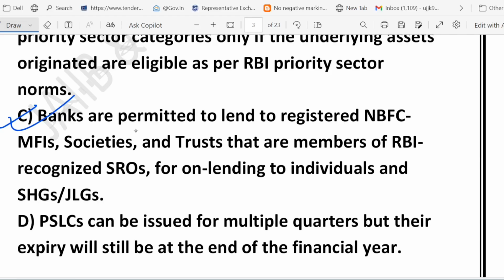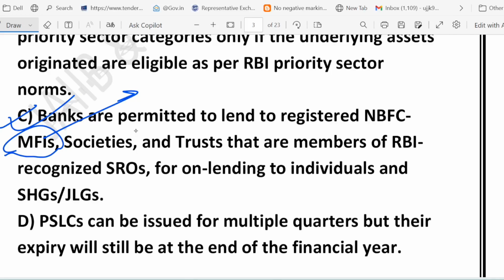Why? Because RBI allows banks to support MFI. You know what is the meaning of MFI? Microfinance institution, right? Because they lend to small borrowers, self-help groups and joint liability groups, right? Because they lend to these kinds of categories, right?